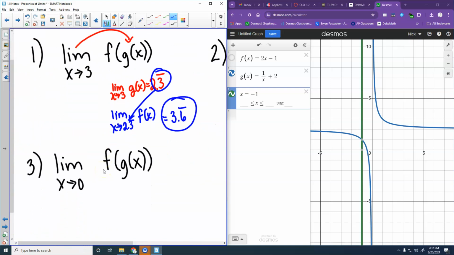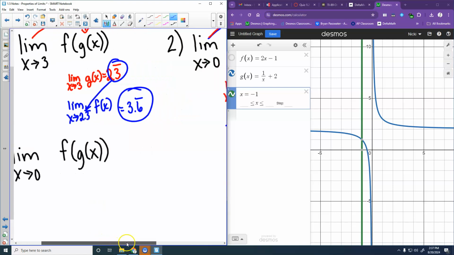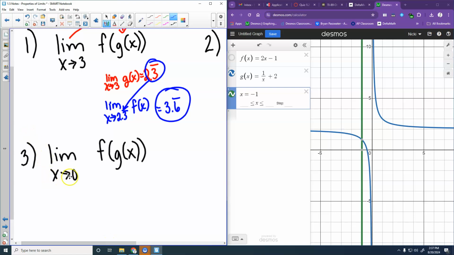All right, now here is where things get a little bit crazy because I have the limit as x approaches 0 of f of g of x. So that means that I'm going to be doing the inside part first, right? The limit as x approaches 0 of g of x. I've got to do that part first. So I can think about it with the graph, or I could think about plugging it in.